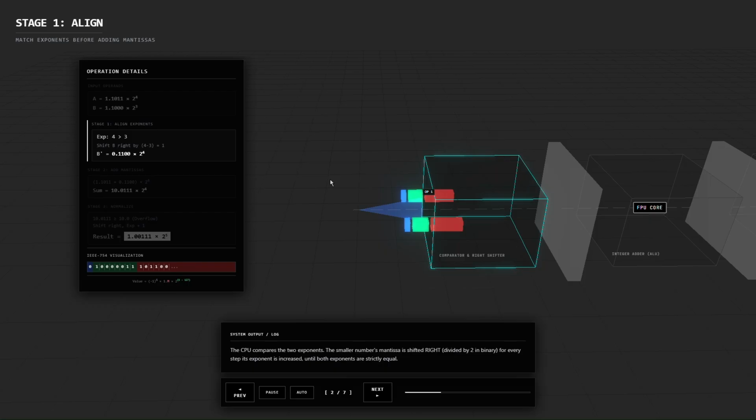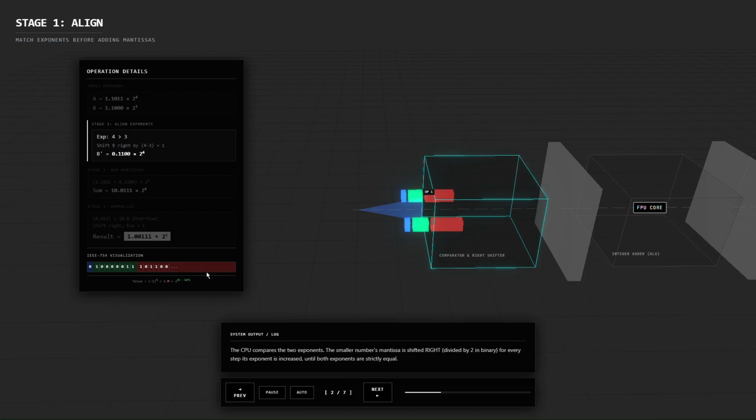Also, look at the bottom of that panel. That is an IEEE 754 bit layout. One sign bit, 8 exponent bits, 23 mantissa bits. That is the full 32-bit package for a single precision float.